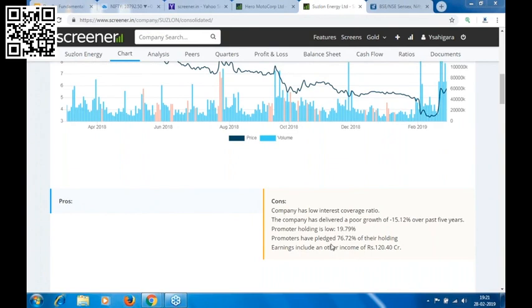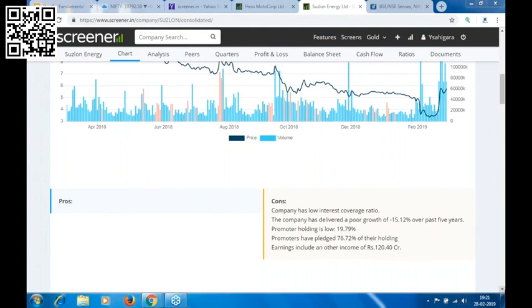Promoters holding is low. Promoters have pledged 76.72% of their holding. Now, in a company where the promoters have pledged their holding, this is not a good sign for any company. Earnings include other income of 120.40 crores.